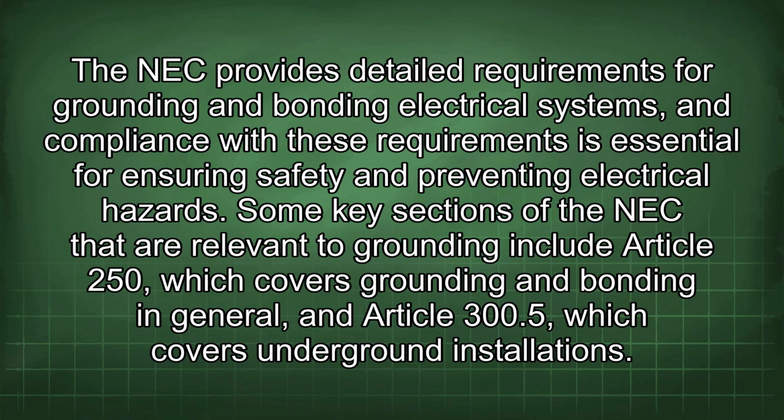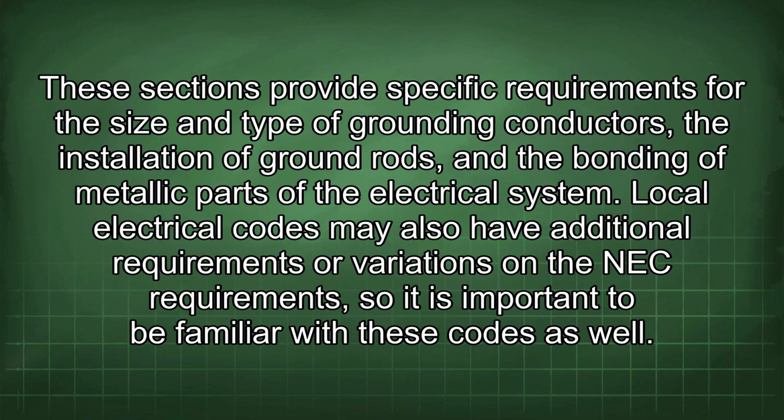Some key sections of the NEC that are relevant to grounding include Article 250, which covers grounding and bonding in general, and Article 300.5, which covers underground installations. These sections provide specific requirements for the size and type of grounding conductors, the installation of ground rods, and the bonding of metallic parts of the electrical system. Local electrical codes may also have additional requirements for variations on the NEC requirements, so it is important to be familiar with these codes as well.